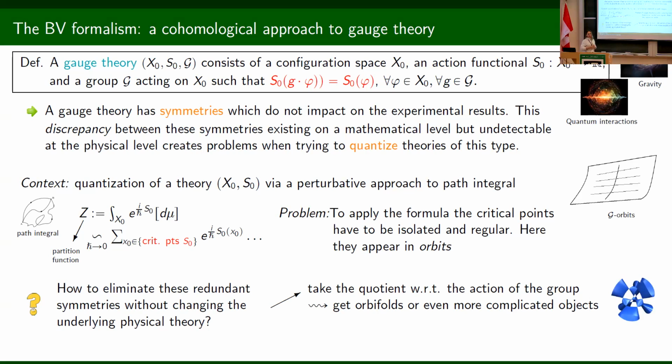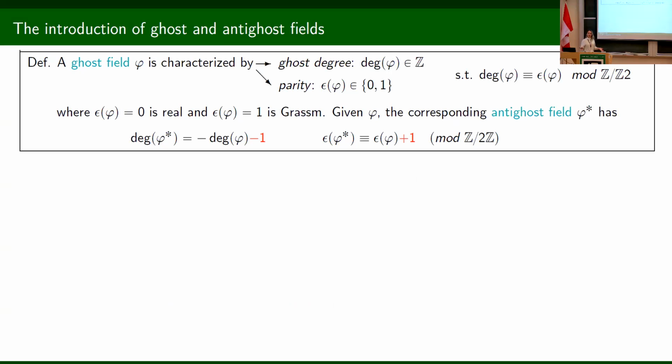But often this is not really nice from a mathematical perspective. So a solution can be to go to the opposite side of the spectrum: instead of quotienting, let's add stuff. The idea at the base of the BV formalism is that we are adding auxiliary variables, called, fancily, ghost fields. The ghost fields are nothing more than auxiliary variables characterized by two objects: the ghost degree, which is an integer, and their parity, which can be real, 0, or Grassmannian, 1. Of course, intuitively, the parity of the degree coincides with the parity of the variable.